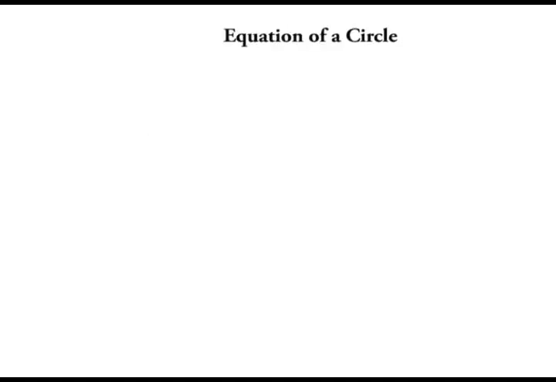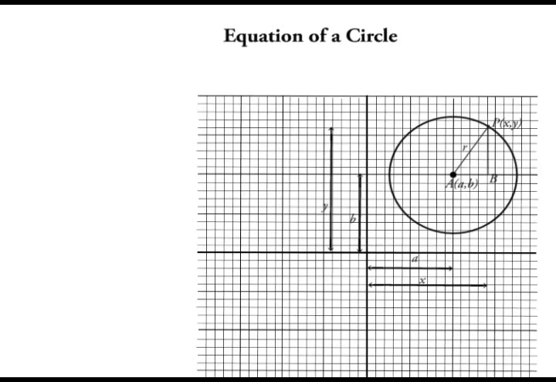Next, the equation of a circle. Now, consider a circle of radius r and its center at point A with coordinates (a, b). Again, consider a point P on the circumference of the circle with coordinates (x, y). Lines AB and PB meet at right angles at B. From the right angle triangle ABP, AP is equal to r, AB is equal to x minus a, and PB is equal to y minus b.